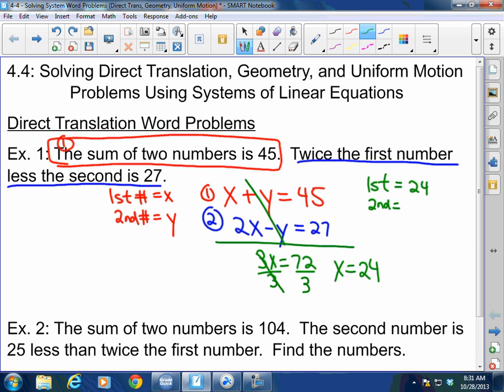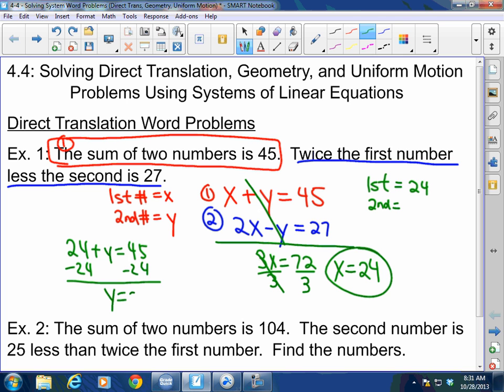My second number. How do I get my second number? Well, now that I know what x is, can't I just plug that back into either of the original equations? So I have 24 plus y equals 45. Subtract 24 from both sides. And y equals 21. And there you go. That's my answer. Does that make sense?